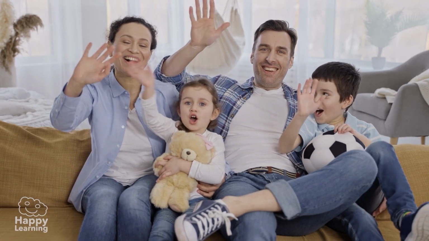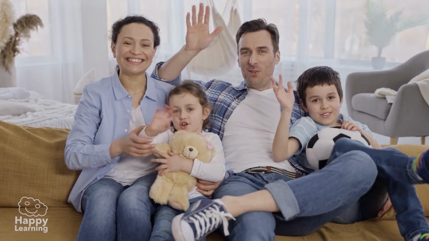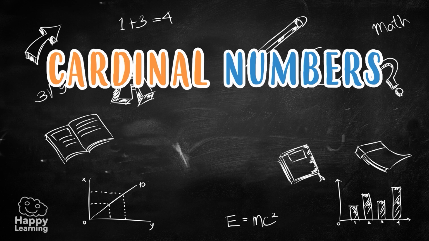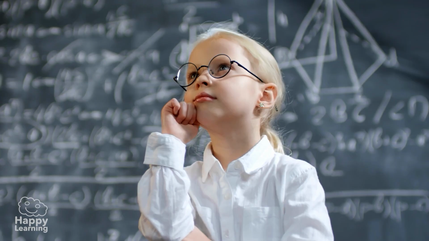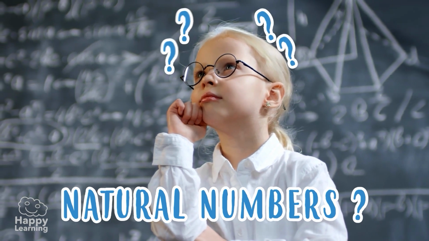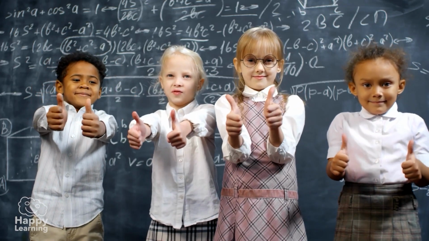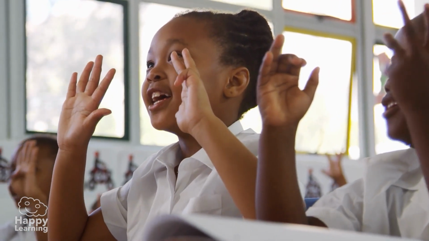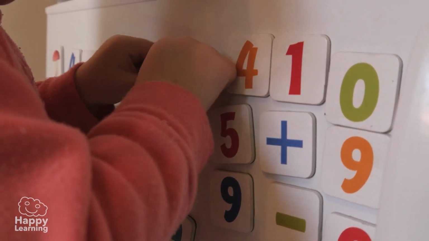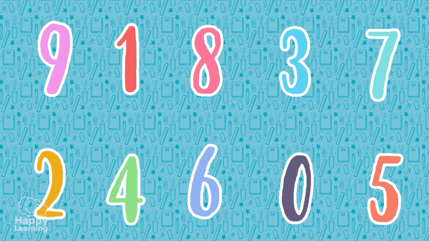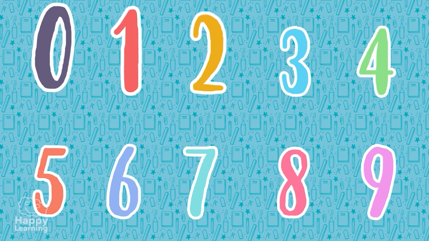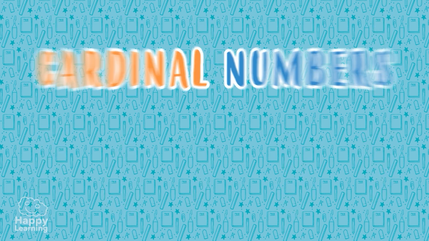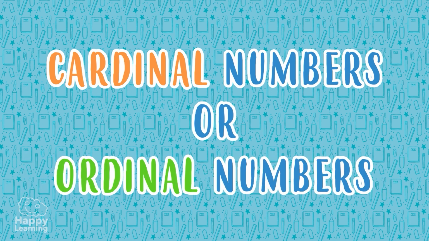Hello friends and welcome to a new Happy Learning video. Today we're going to learn all about cardinal numbers and ordinal numbers. Do you remember what natural numbers are? Naturally, natural numbers are all the numbers we use to count, to add, to subtract, to do mathematical calculations, and also to put things in order. Depending on how we use them, we call these natural numbers cardinal numbers or ordinal numbers.